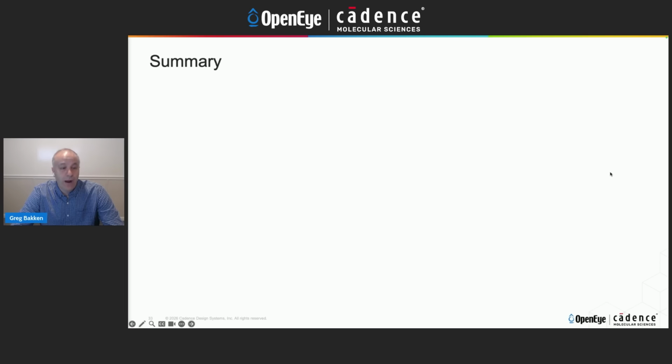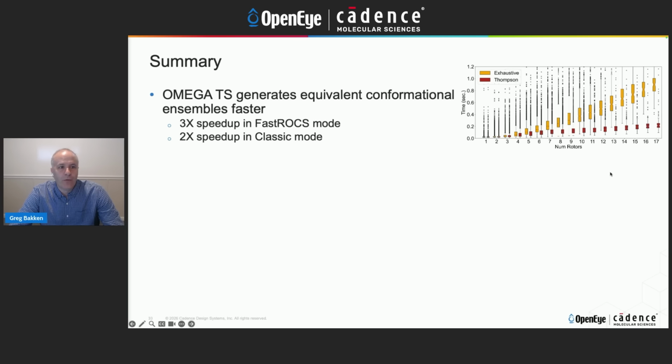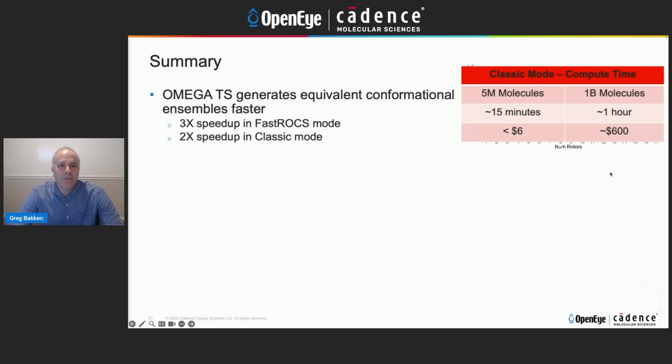All right, so to wrap up, what have we learned today? Well, we've seen that OMEGA with Thompson sampling is giving us a speed up, specifically about 3x with FastROCS mode and about 2x in classic mode. So if we think about what that really translates to, if we just look at strictly the compute time for conformer generation for 5 million molecules, and we think about doing this in Orion, this is roughly equivalent to about 15 minutes, and it's going to cost us a little bit under $6.